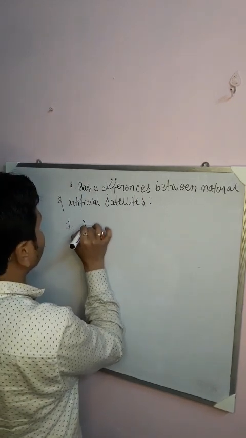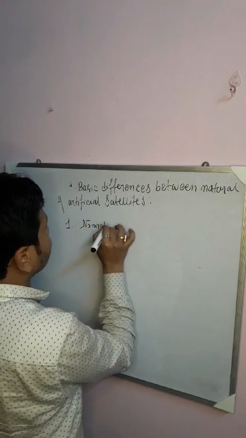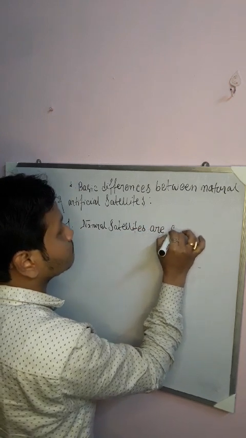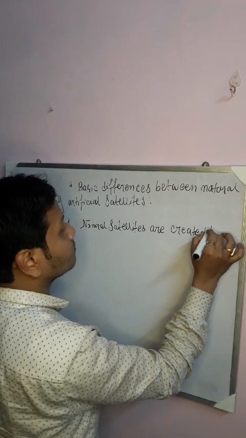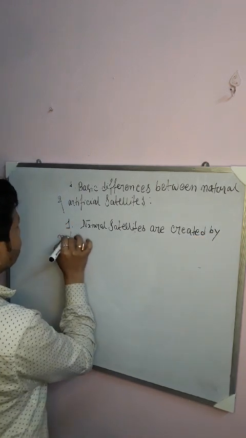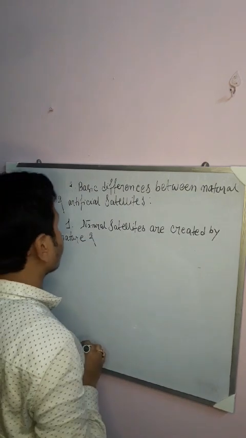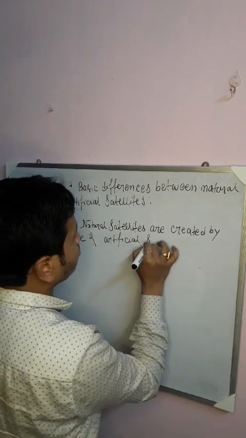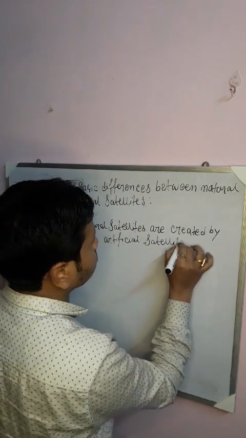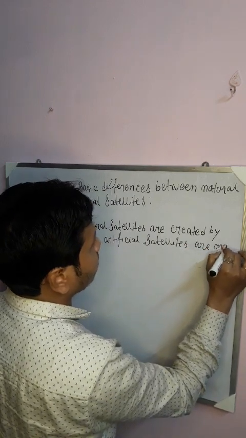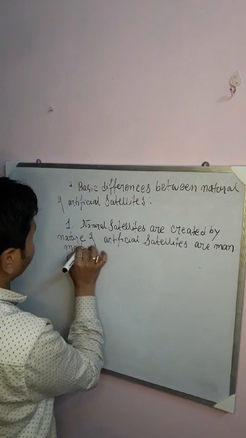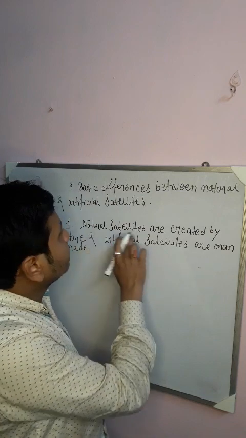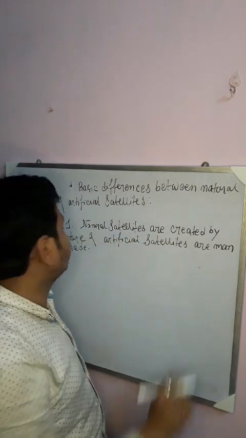Natural satellites are created by nature and artificial satellites are man or human made. So this is the first basic difference, that natural satellites are created by nature and artificial satellites are man-made.